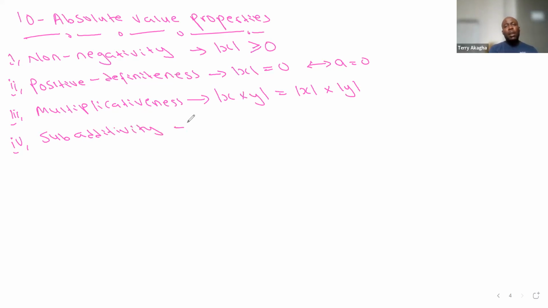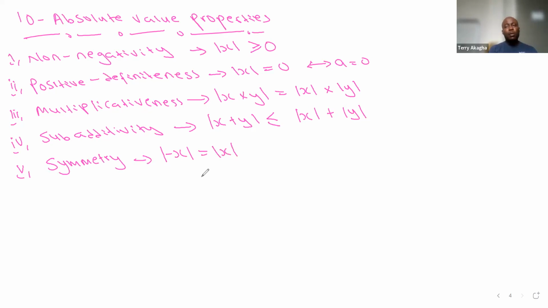So what it means, similar to the multiplicative property, is that when you sum two absolute values like this, it's always less than or equal to the absolute value of x plus the absolute value of y. Okay. And you also have some symmetry as well. So that's the fifth property, symmetry. It means that the absolute value of the negative value is the same thing as the absolute value of the positive value.